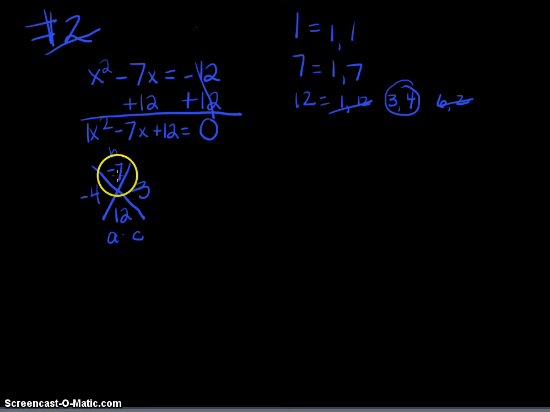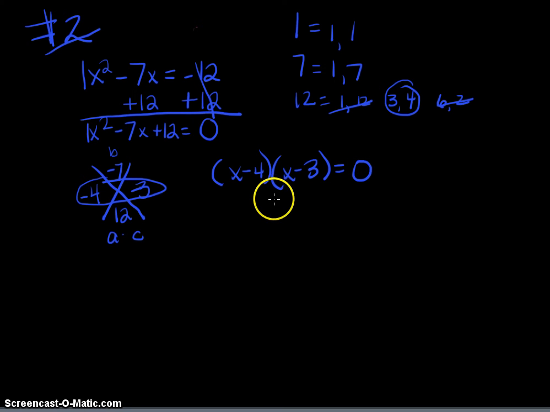Then we're going to take these factors. We're going to look at the coefficient of our x squared term. If it's equal to 1, which it is, then we can use these as our factors and go straight to an answer essentially. And you say x minus 4 times the quantity x minus 3 equals 0.